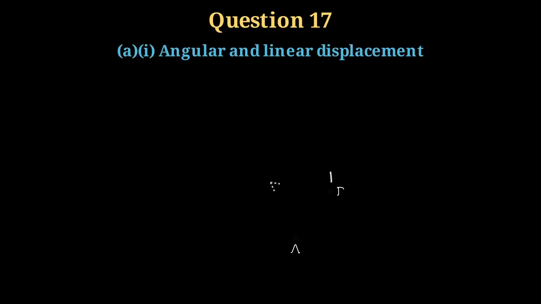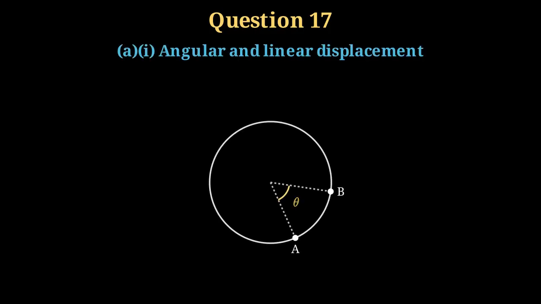Question 17 is about circular motion. Part A. 1. An object moves from A to B on a circle of radius r. The angular displacement θ is the angle A, center, B at the middle. The linear displacement s is the distance along the arc from A to B.